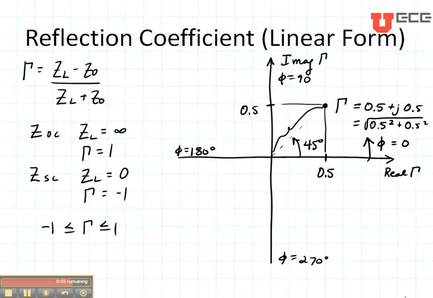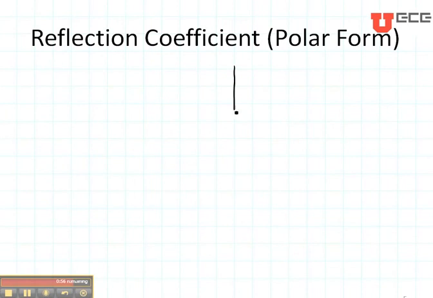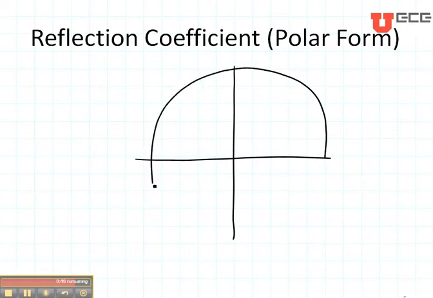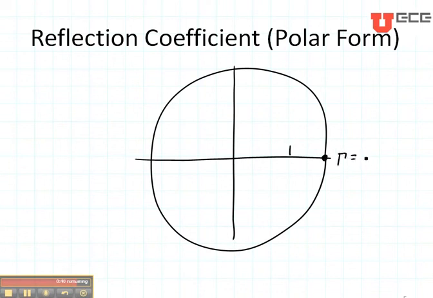Now let's consider how it would look in polar form. In polar form, remember we said that the maximum magnitude is going to be 1. So I'm going to draw a circle right here that has a radius of 1. And I can plot my reflection coefficient right here if it is 1 at a phase of 0, and I can plot it up here if it is 1 at a phase of 90, over here 1 at a phase of 180, and so on. If it happens to be a half right here with a phase of 45 degrees as in my previous example, there's a location I would plot my reflection coefficient.